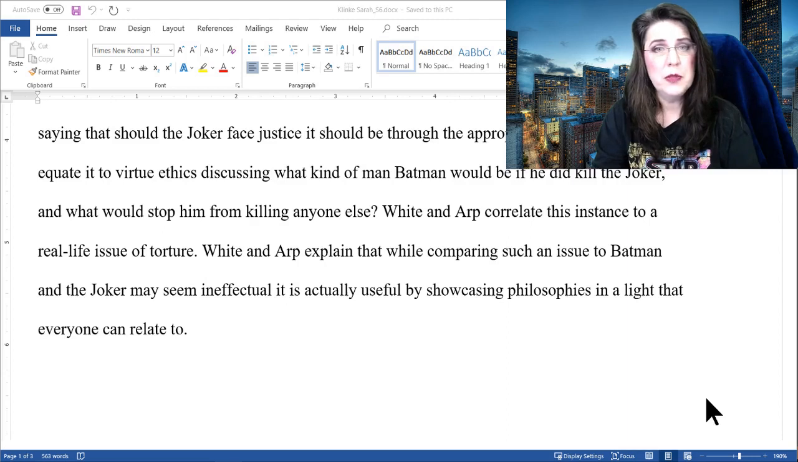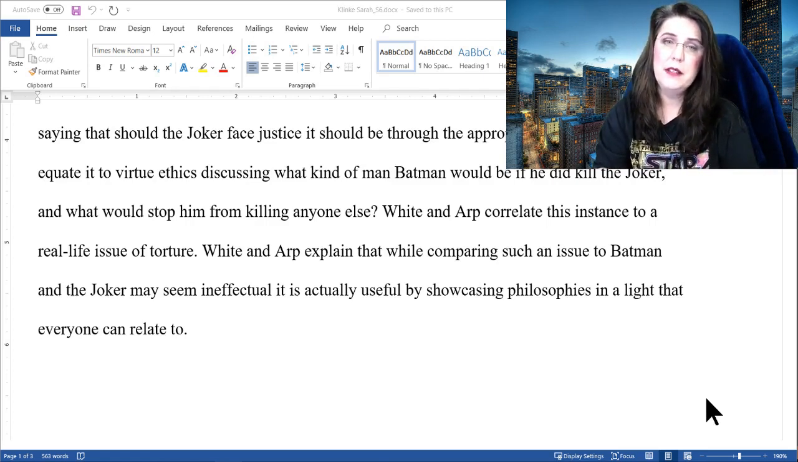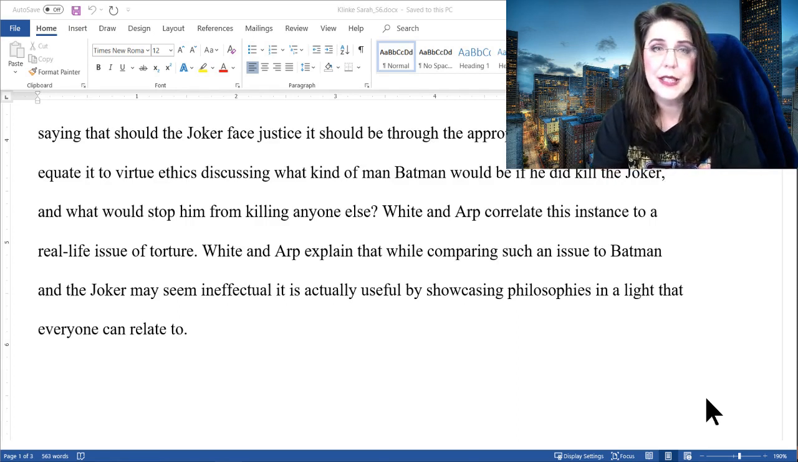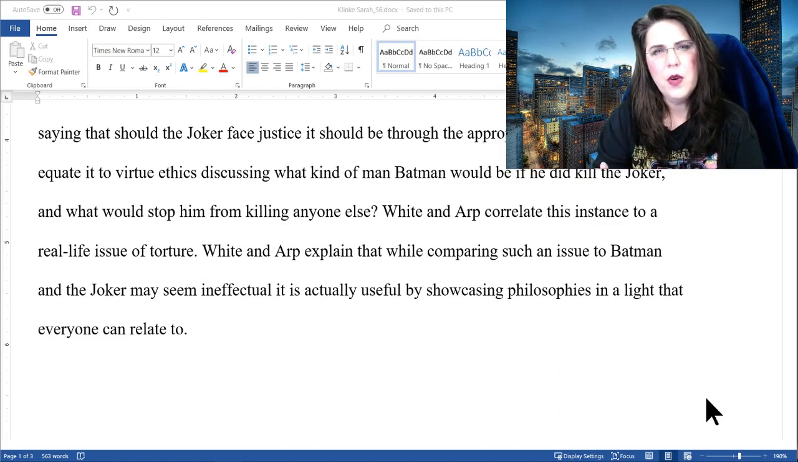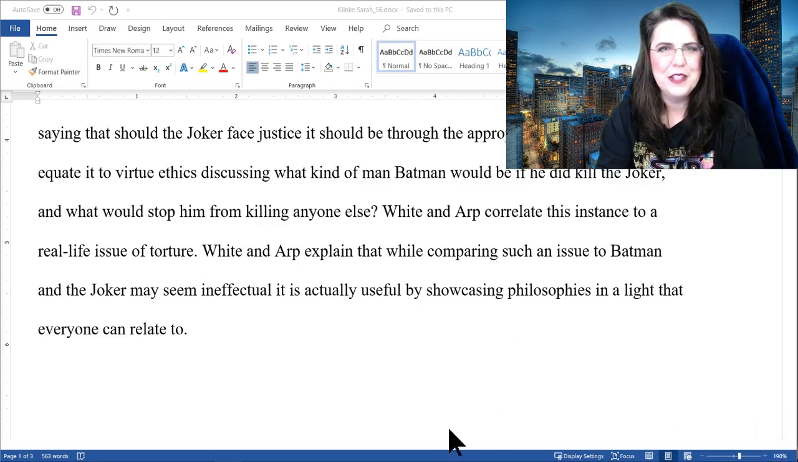She's remained 20% or less of the original text. She's identified the authors, the title, and the thesis. She's extracted the main ideas, which were 3 philosophies, and she extracted the main idea of why these authors wanted to discuss this. And they were discussing it because they wanted to demonstrate that popular culture is definitely discussing the topic of torture, and that this topic may seem ineffectual in the comic book characters, but in application to real life, it is actually a good topic for these authors. So that was Sarah Klinke's example.